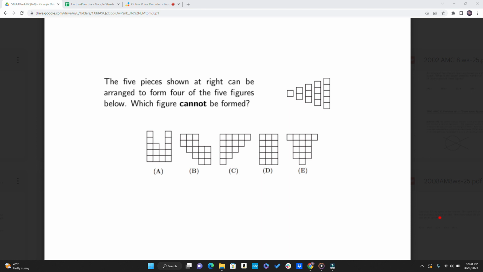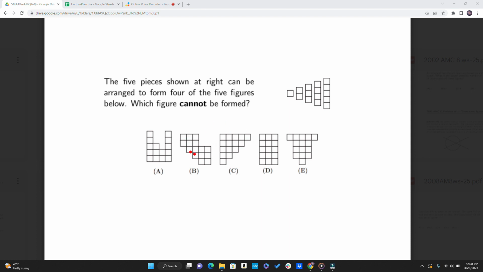Okay. The 5 pieces shown on the right can be arranged to form 4 of the 5 figures below. Which figure can't be formed? So we know we have one that's going to be of length 5. And that one's always the trickiest to place. So for B, we know we can't use number 5, right? Because there's no 5 blocks in a row. So B can't have 5. Is it still possible to make B?